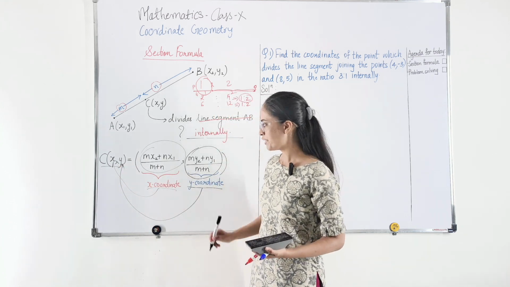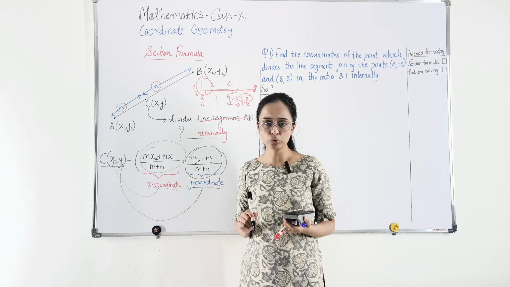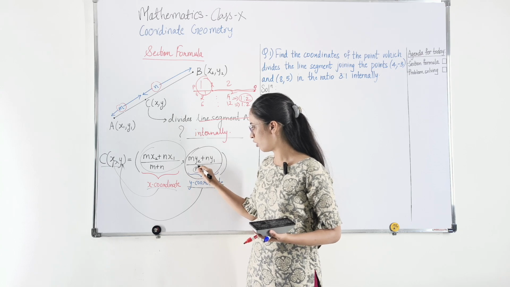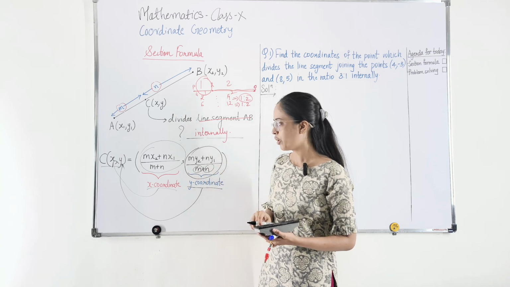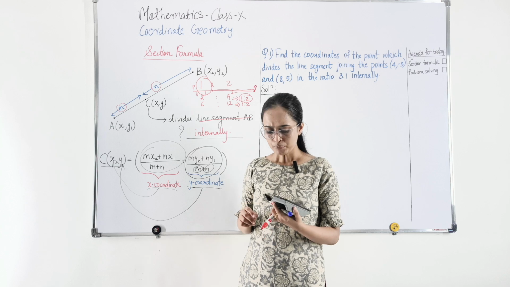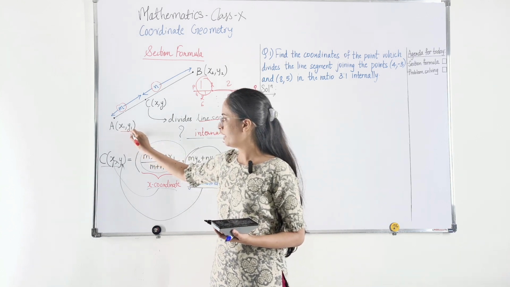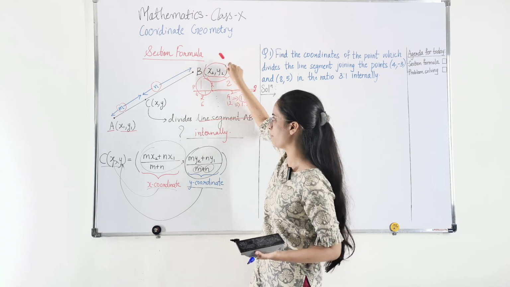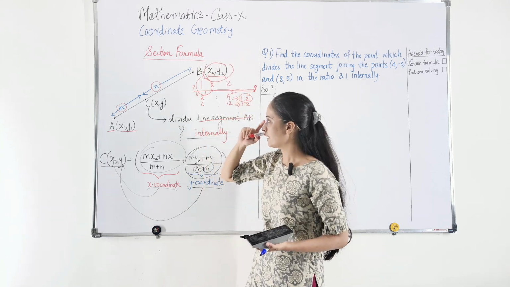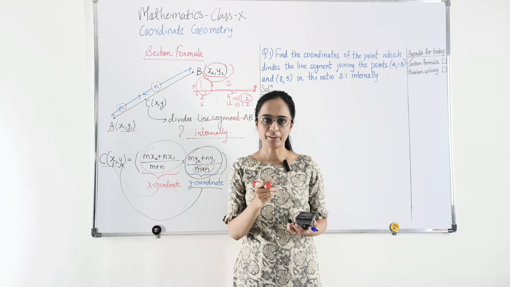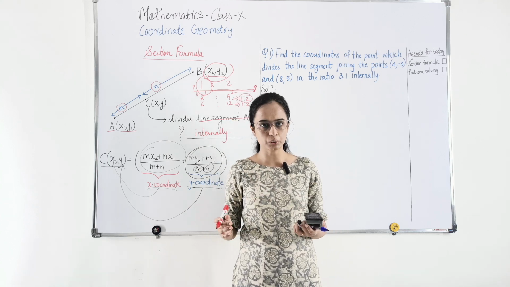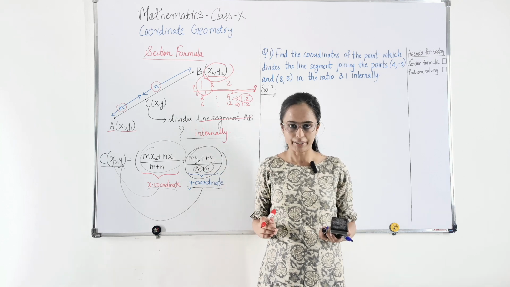Now here if you see, we have made use of x1, x2, y1, y2 and something called m and n. Now what is x1, x2, y1, y2? So x1 and y1 are the coordinates of the end point A, and x2 and y2 are the coordinates of end point B. Whereas m and n are basically the quantities that are involved in the ratio. So m is to n is basically the ratio in which the line gets divided.